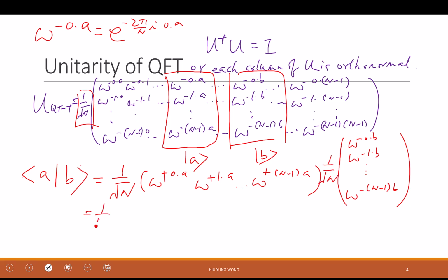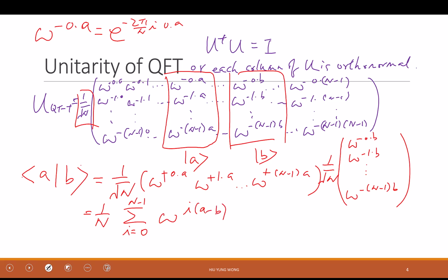So this becomes 1 over n. What is this? First, it is omega 0 times A times omega minus 0 times B, and then the next term, which also involves A and B. So basically, this is just the summation for i equals 0 all the way to capital N minus 1 of omega to the i times A minus B.